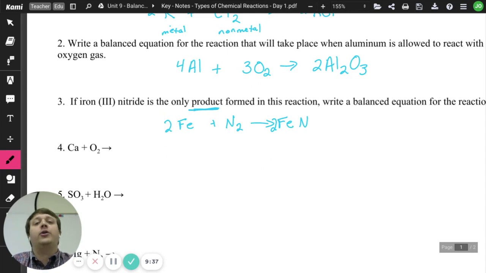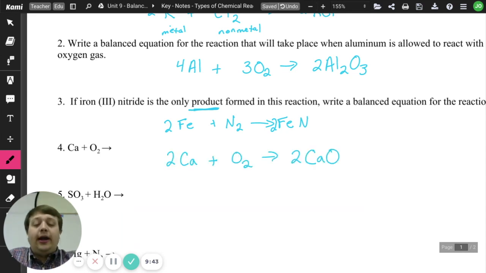All right, so give number 4 a try. So pause your video, work through number 4, and then we will go over it. All right, so y'all should have ended up with 2Ca plus O2 produces 2CaO. And so looking at that, I then can see that I've got calcium plus oxygen, metal plus nonmetal produces a common ionic compound there. And so then I would need to go back in and balance it.